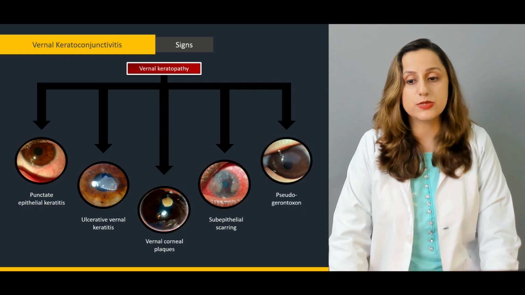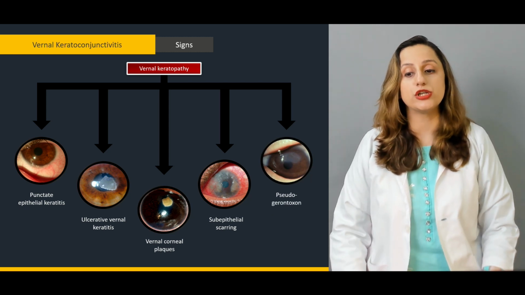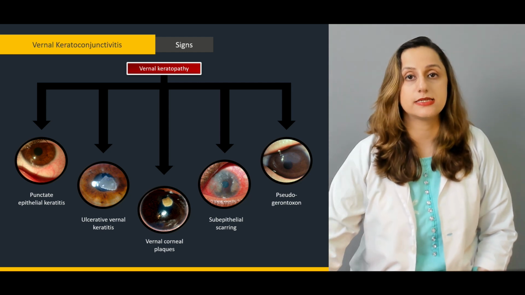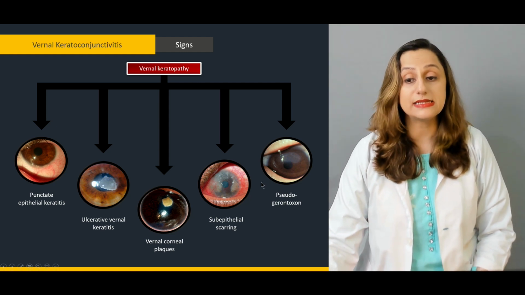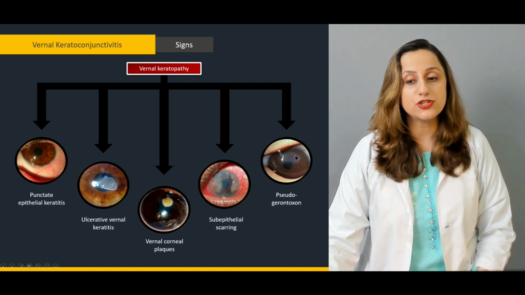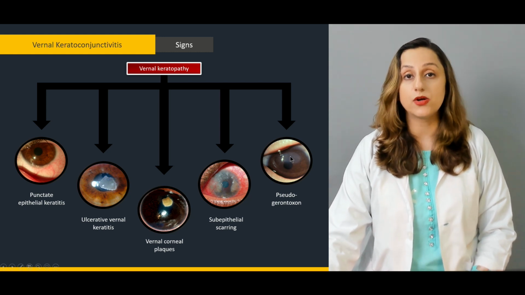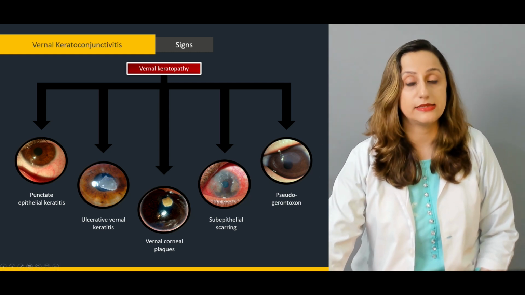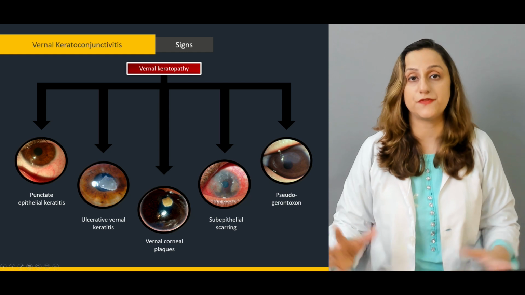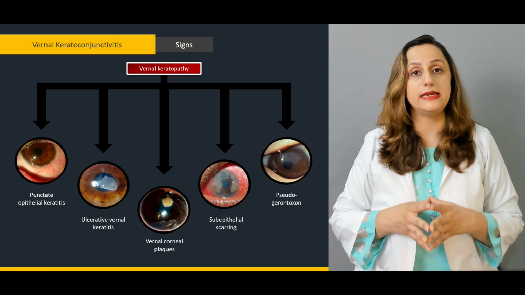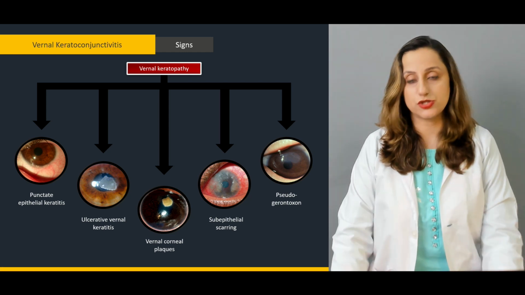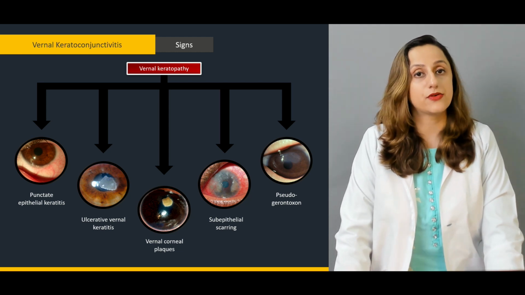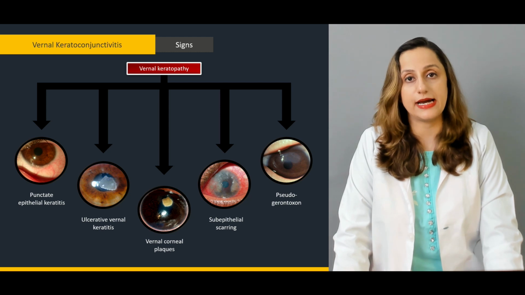Subepithelial scarring, as well as pseudo-gerontoxon. Gerontoxon, as you can appreciate in this particular diagram, is basically the formation of a particular layer on the cornea. This layer would be more towards the periphery, and it is marked as the formation of gerontoxon, and is usually a result of allergic reaction that is occurring at the cornea or the conjunctiva of the patient.